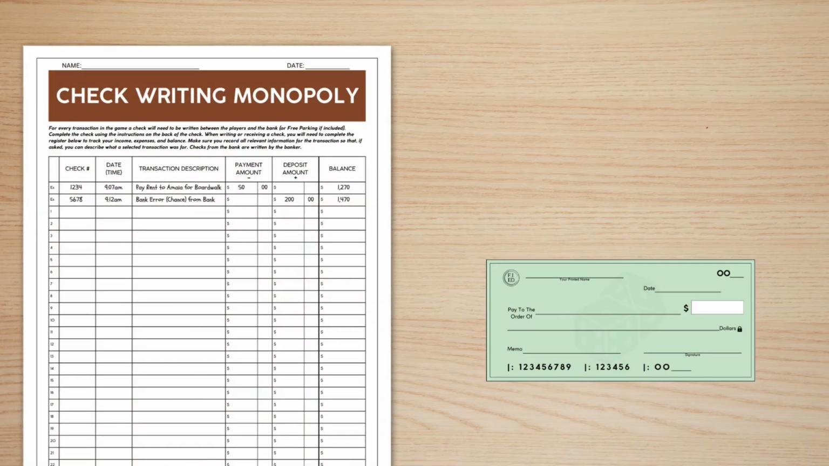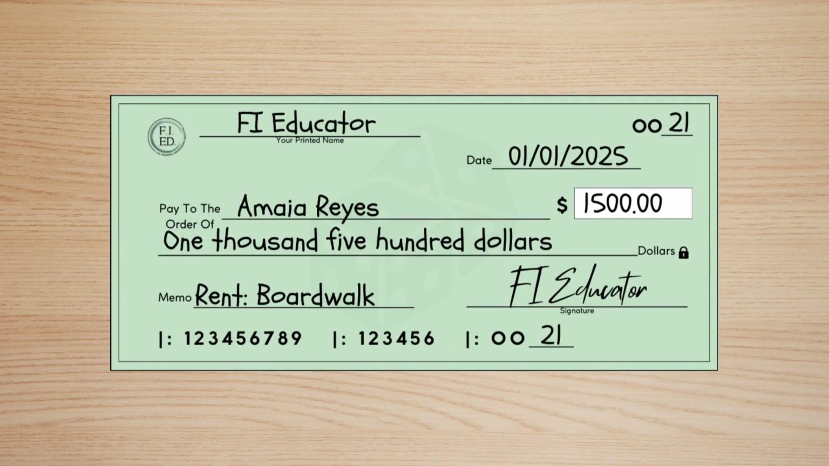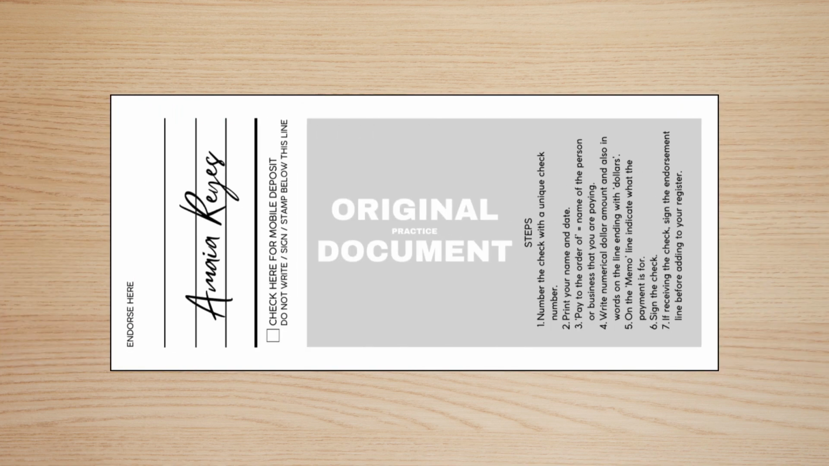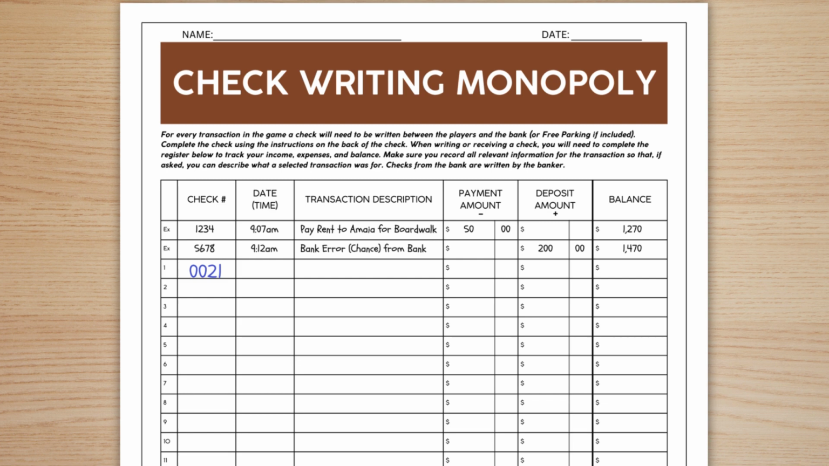So when a transaction comes up, the student will take one of their blank checks, they'll fill it out, they'll give it to the other player. The other player will then endorse the check and deposit it themselves, but both players are going to fill out their checkbook ledger. So they record the appropriate information and update their balance. So they'll write down the check number, the transaction amount, what it was for, and then add or subtract it to their balance so they can keep a running total of how much money they still have.